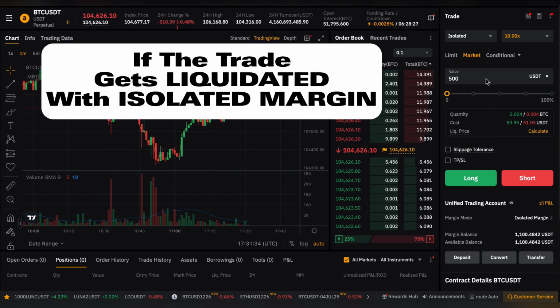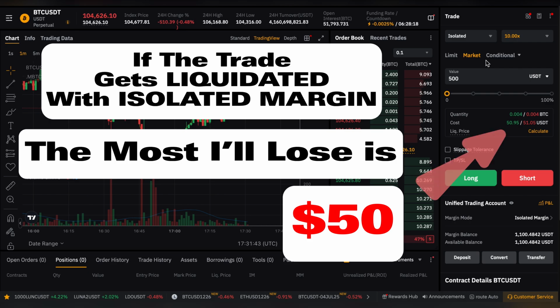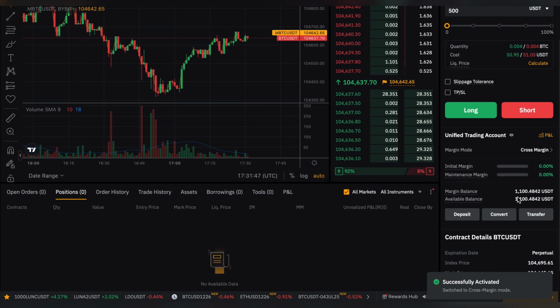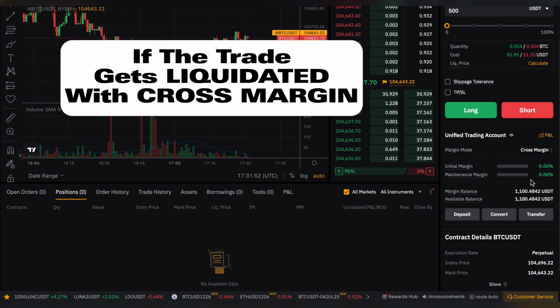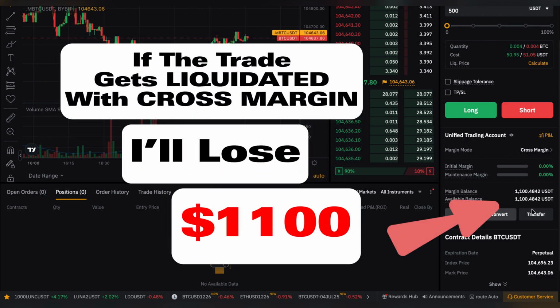And if the trade gets liquidated, like if I go long and the price drops, or short and the price goes up, the most I will lose is that $50. But with cross margin, your entire balance, in this case all $1,100, is used as a collateral automatically. That means the position will keep going into loss until it eats up everything on your account. So, for all beginners, I always recommend using isolated margin, because it significantly lowers your trading risks.